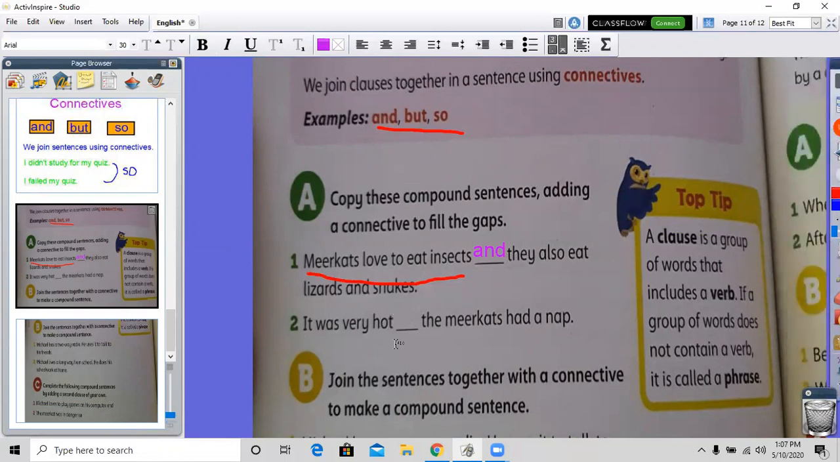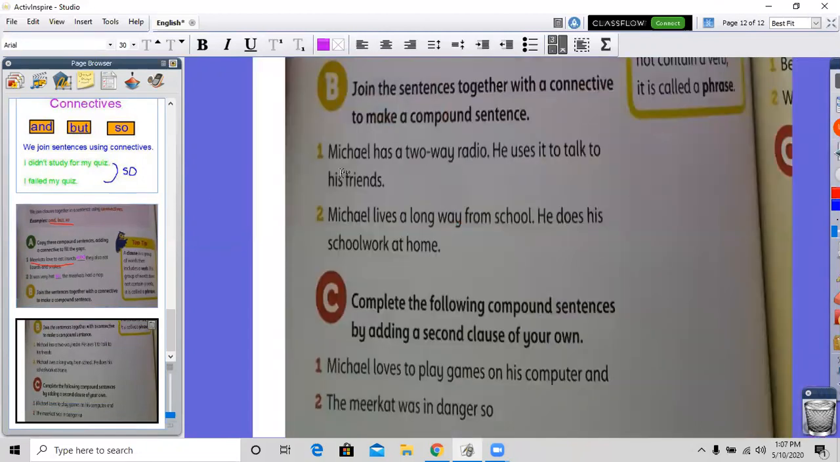Okay, so it was very hot. Something happened. So what was the result? The meerkats had a nap. So the answer is so. Now let's look at question B. I'm going to give you a few seconds to solve questions 1 and 2. Write your answers and we'll discuss.